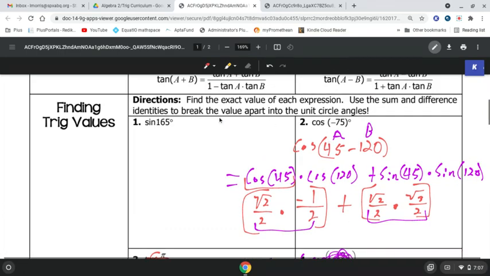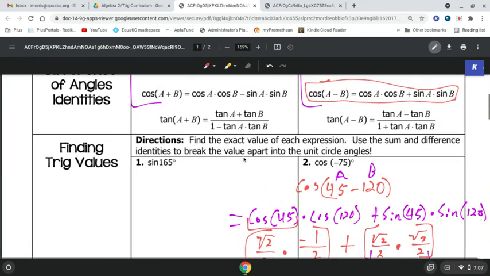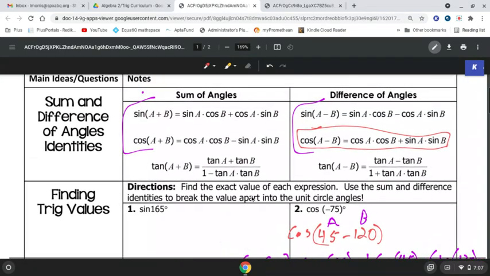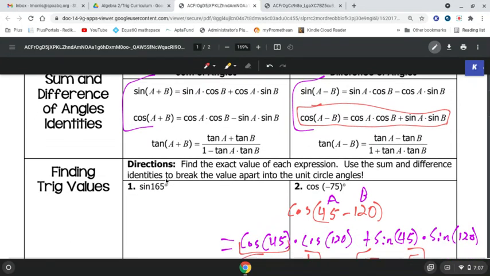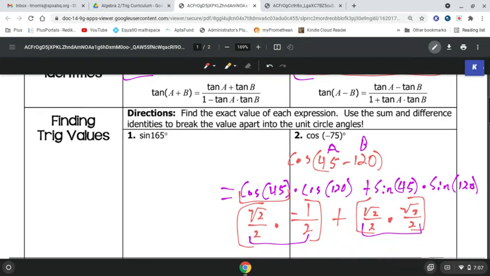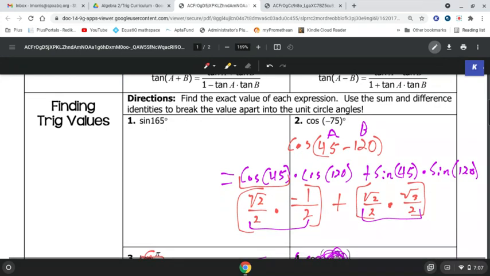So those are two examples. That's an example of a sum of angles and a difference of angles. Your homework's going to be pretty straightforward, and we're probably going to go back over it when we get back in class. So if you have any questions, just email me, and that will be it for this video.